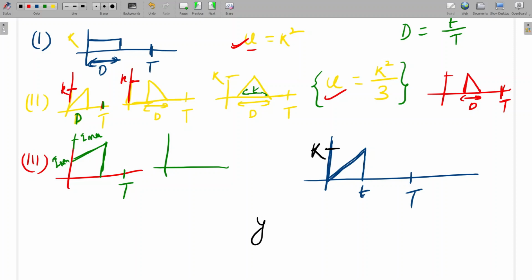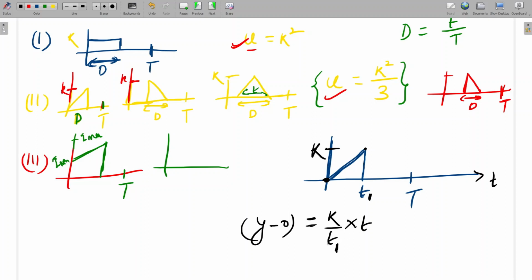See, this is x1 y1, x2 y2. So y minus y1, y minus 0, is equal to y2 minus y1 divided by x2 minus x1. So it will be K by T into t. Let's say this is the time axis and this is t1. So K by t1 into t. Is it okay? Yes, sir.